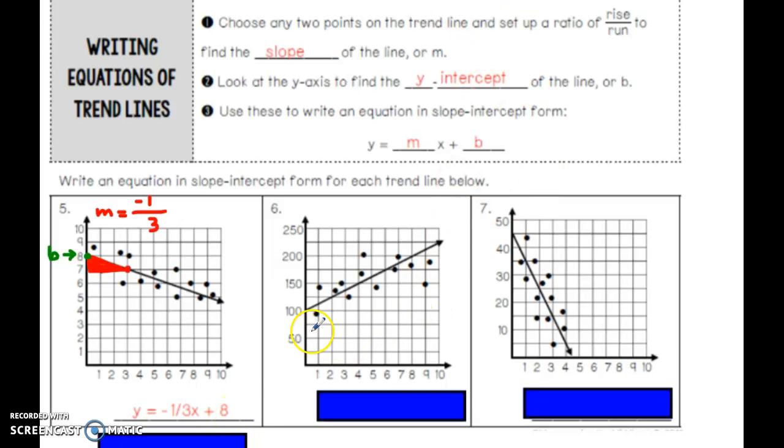Looking at the next question, we have to identify 2 points that are on the line. And as you can see, the trend line goes through the points, but it doesn't actually intersect any of the points. And that's okay. We know that happens. So what we're going to do is locate 2 points that cross the grid and also are on our line. And these 2 points are good points to use.